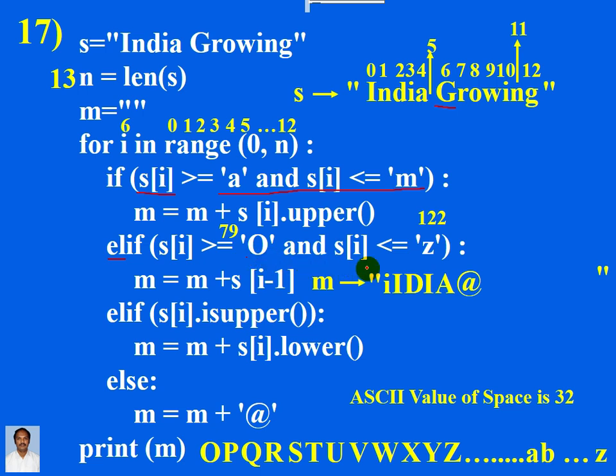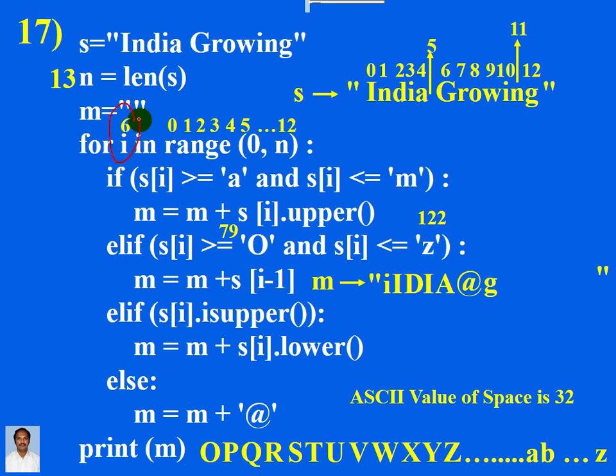Capital G. Is it between capital O and small z? You can see capital G is not here. So control goes to else part. Capital G dot is upper. True, because capital G is an uppercase alphabet. So this is executed. Small m concatenated with capital G dot lower. So here you get small g. That comes in variable m. So here one small g comes.